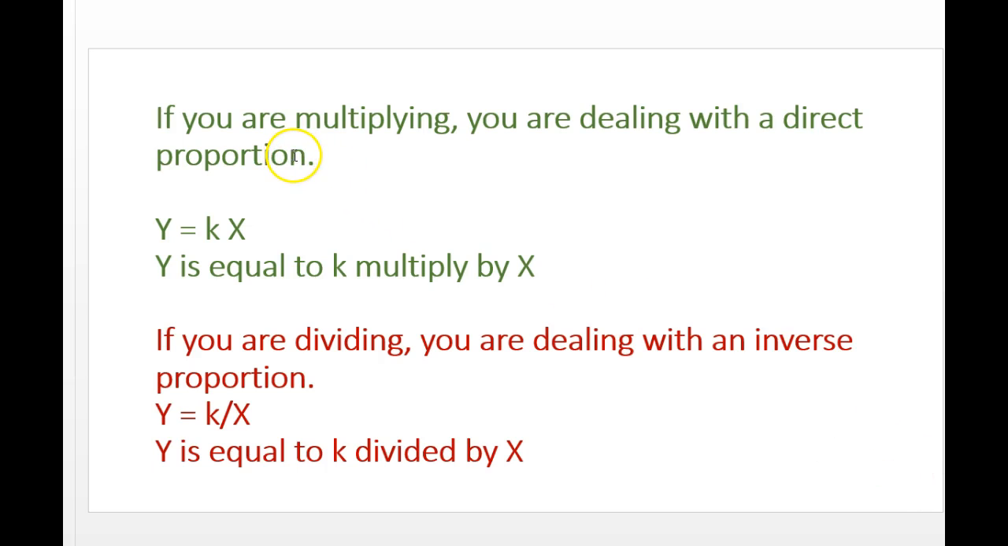Now, generally speaking, if you are multiplying, you are dealing with direct proportionality. Like in this case, y is equal to kx, y is equal to k multiplied by x. If you're dividing, then you're talking about an inverse or an indirect proportion. So you have y is equal to k over x, which means it's k divided by x.